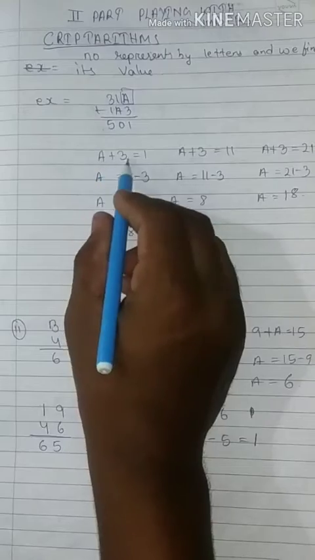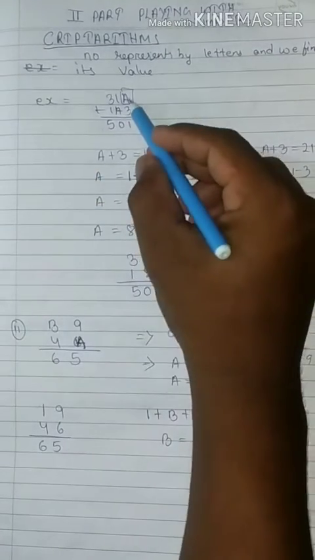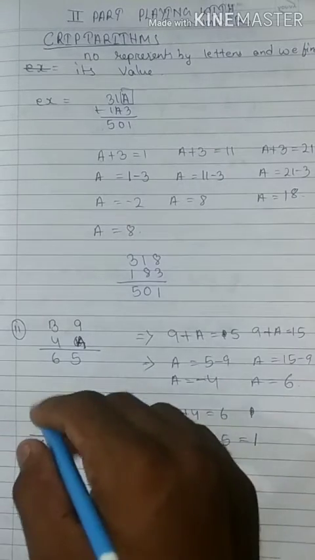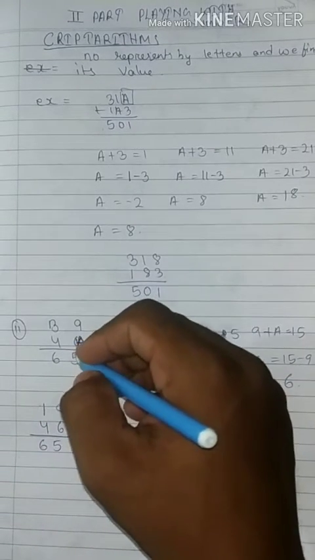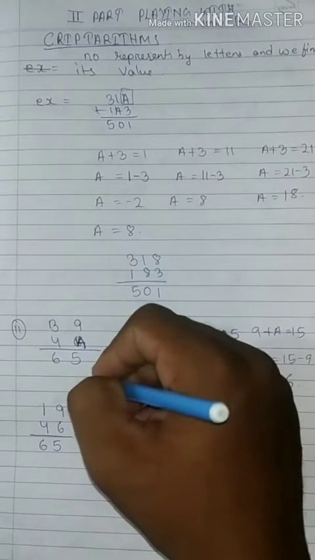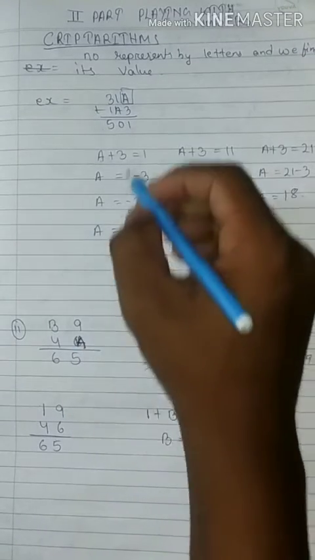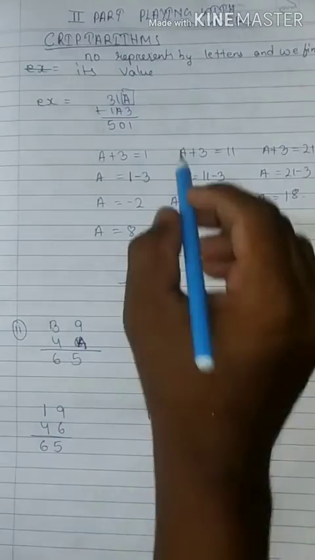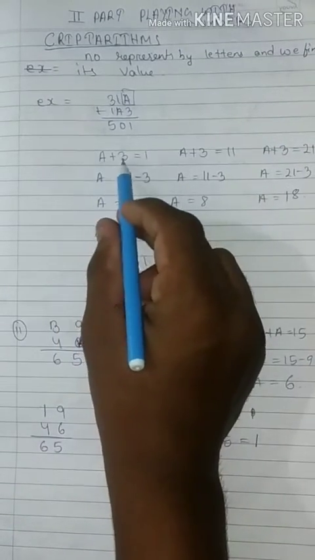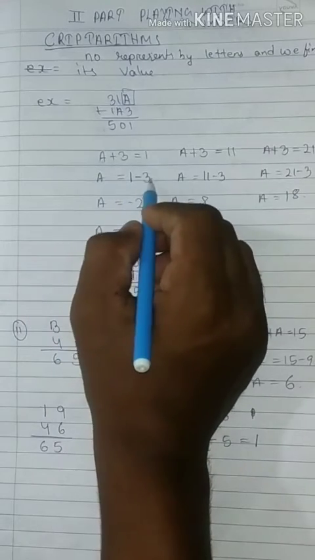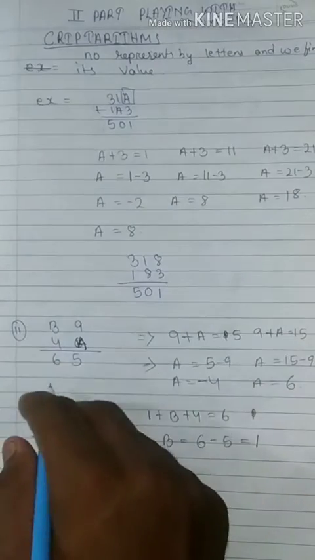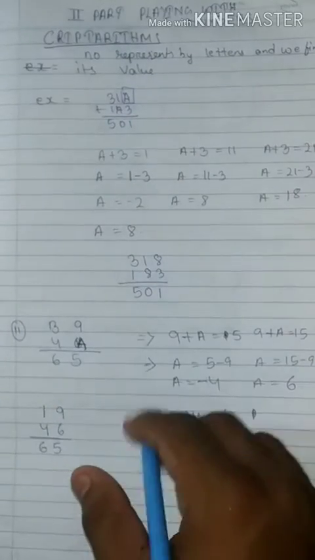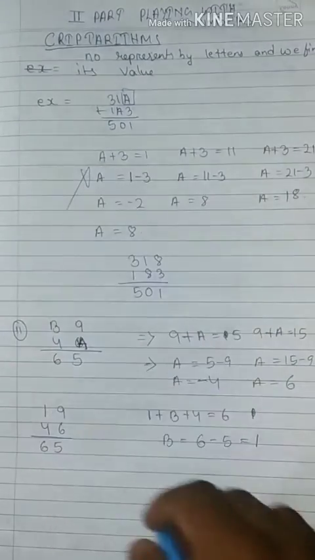See, A plus 3 is equal to 1. Then we see how much we should subtract, or add with 3, so the answer comes 1. A plus 3 is equal to 1, then A is equal to 1 minus 3, which is minus 2. Then minus 2 plus 3 is how much? The answer is coming 1. No, it is not. Wrong.